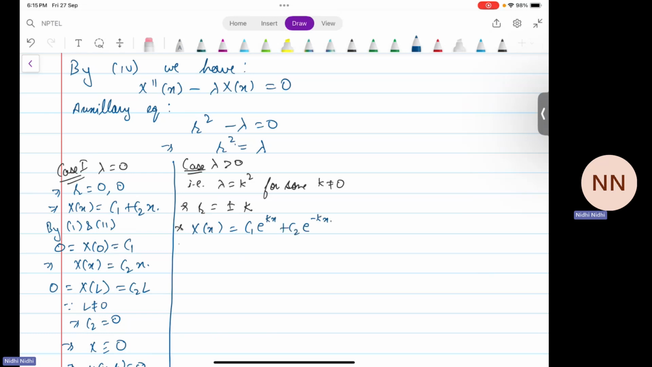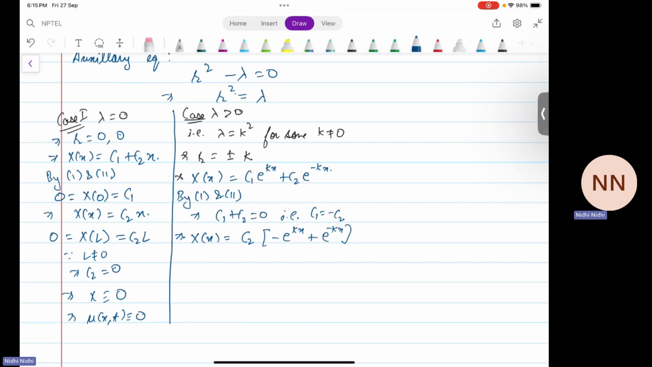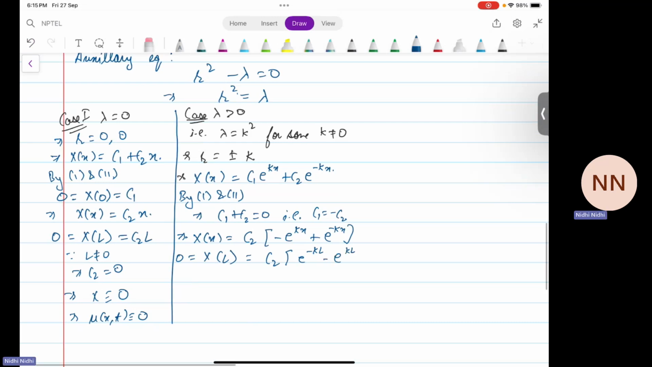Now by the first and second conditions, we have X at 0 is 0. That means c1 plus c2 is 0, that is c1 is equal to minus c2. This gives us X of x equal to, if we take out c2, c2 times minus e to the power kx plus e to the power minus kx. Also we have X at L equal to 0. So 0 is equal to X at L, which is c2 times e to the power minus kL plus minus e to the power kL.